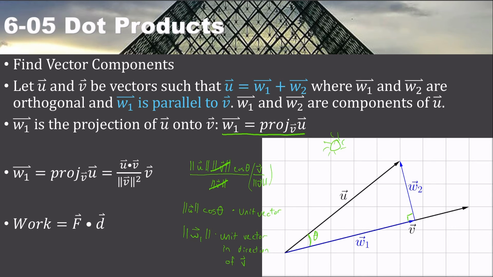Turns out that that's useful. The dot product's useful in physics. Work is the force times the distance. The force vector dot product with the distance vector.